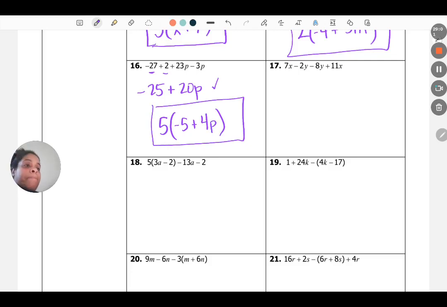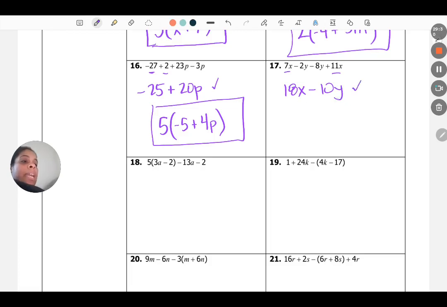All right, let's keep going. Simplify first. We're going to simplify x with x. So we have positive 7x plus 11x will give us 18x. And then we have negative 2y and negative 6y. We add the negatives together and keep the sign. So we have negative 8y. I simplified, combined the terms.